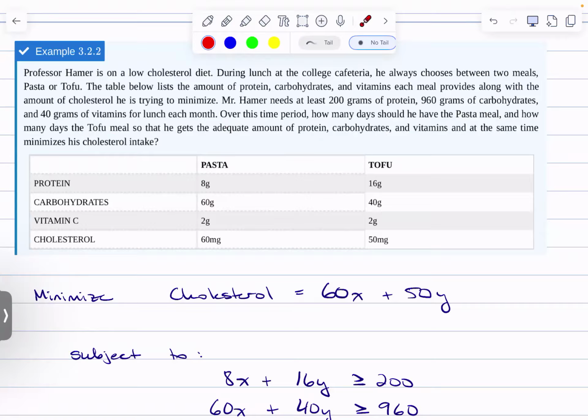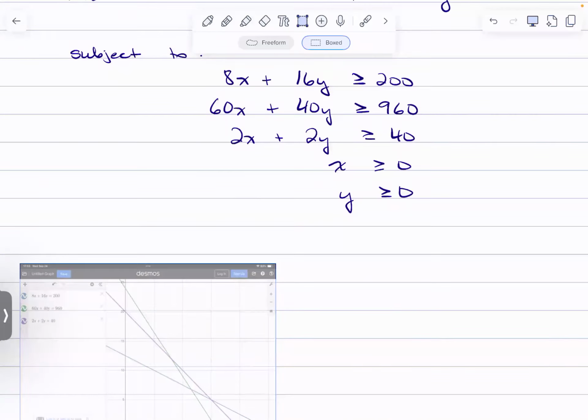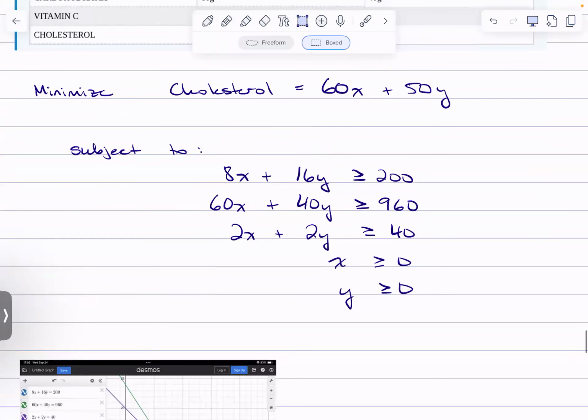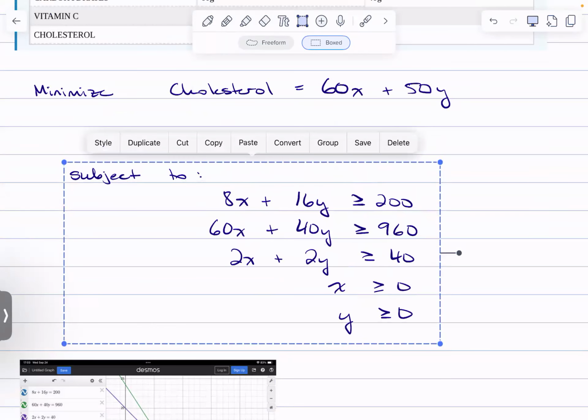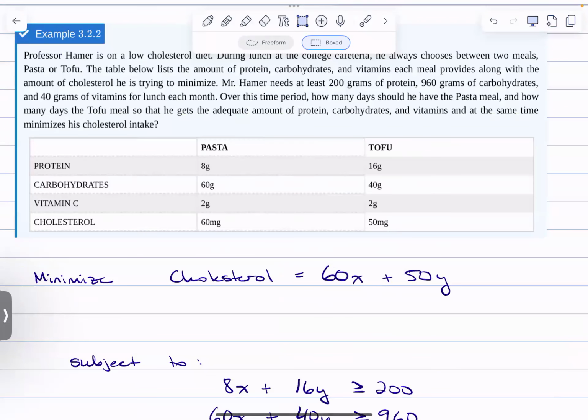Okay. There's a lot of information here, right? Luckily, I give you the objective function and the constraints, which will save us some work.